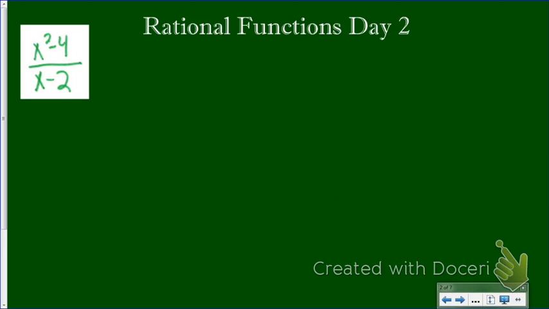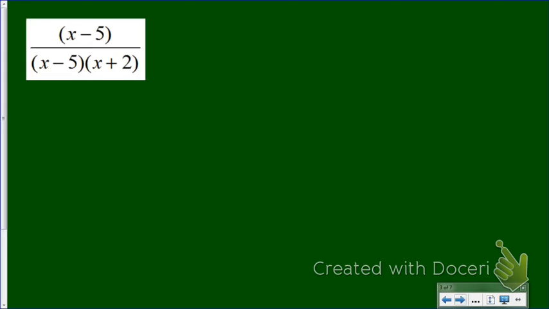So let's look at another example that's going to have a hole in it. Now this one's already factored for you, so it makes it a little bit faster, and you guys can see what's going to happen. If you look at this example, the factor x minus 5 is going to cancel out top and bottom. By canceling that factor out, that means I'm going to have a hole in my graph. So this graph is going to have a hole, or a removable discontinuity. Remember, those are the same thing.